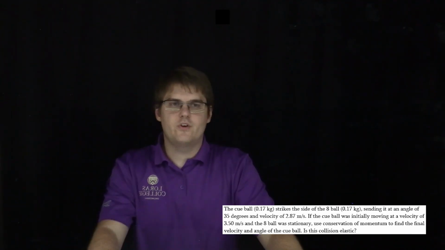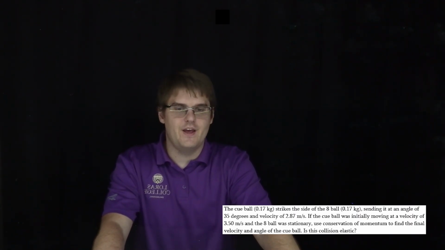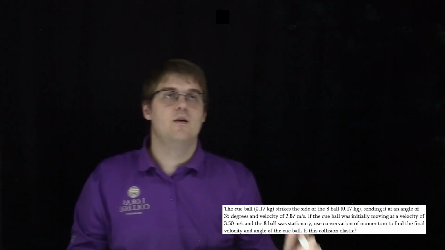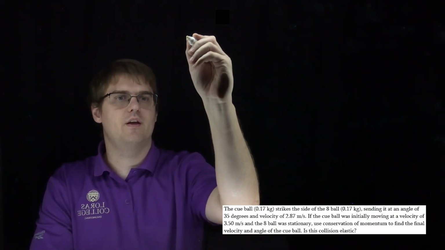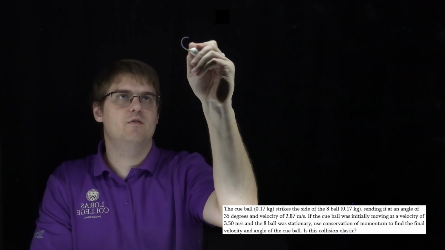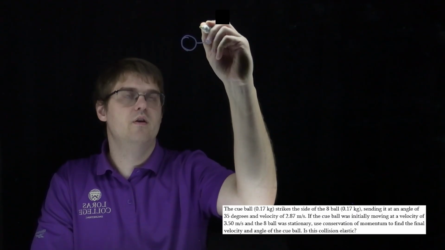Day 17, we're going to start focusing on elastic collisions. So we're not just looking at conservation of momentum, we're also looking at conservation of energy at the same time. For this, we're going to talk about billiard balls. We have a cue ball that is being hit, and it has an initial velocity.